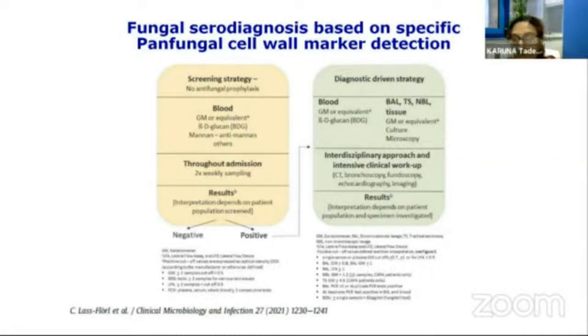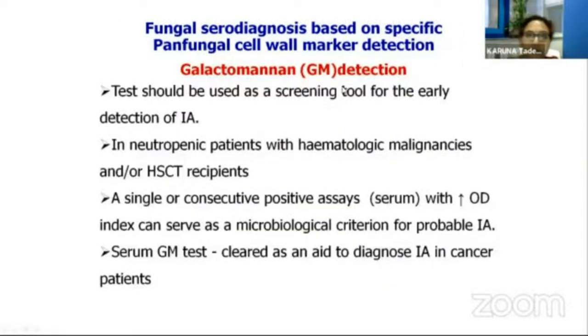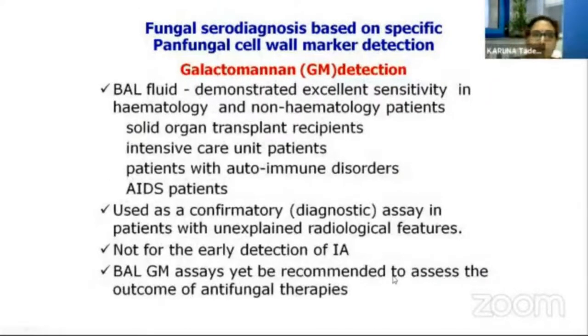There are a lot of guidelines on how to interpret the screening strategy and the diagnostic driven strategy for the galactomannan assay. The test should be used as a screening tool for the early detection of invasive aspergillosis in neutropenic patients with hematological malignancies and/or HSCT recipients. A single or consecutive positive assays with a raised OD index can serve as a microbiological criterion for probable invasive aspergillosis. The serum galactomannan test is cleared as an aid to diagnose invasive aspergillosis in cancer patients. BAL fluid has demonstrated excellent sensitivity in hematology and non-hematology patients, as we understood yesterday also.